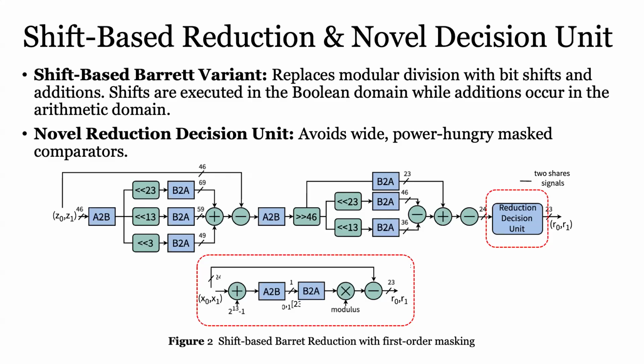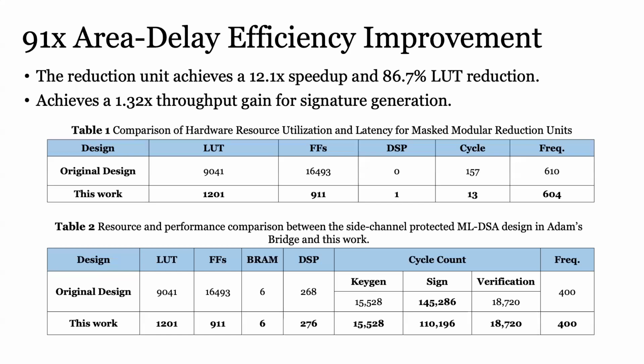We are also doing additional modular reduction units. So we also compare the updated version with our methodology. The first table is showing modular reduction. As you see, LUT was 9,000. We made it 1,200, and flip-flop was 16,000. We made it just 900, and the clock cycle was 157, and we were able to make it only 13 clock cycles.